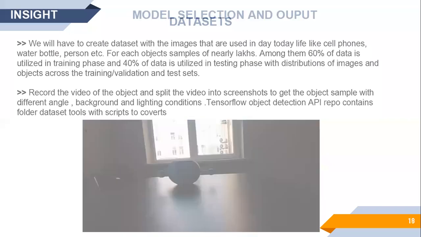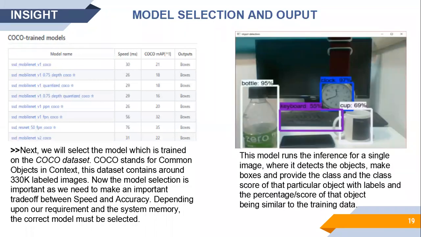So model selection and output. Next we'll see the model. Select the model which is trained on the COCO dataset. COCO stands for Common Objects in Context. This dataset contains around 330K labeled images. Model selection is important as we need to make an important trade-off between speed and accuracy. By using the COCO dataset, the speed and accuracy is improved. On the right side we see the figure. We train the machine with different images of a bottle, like 330K images.